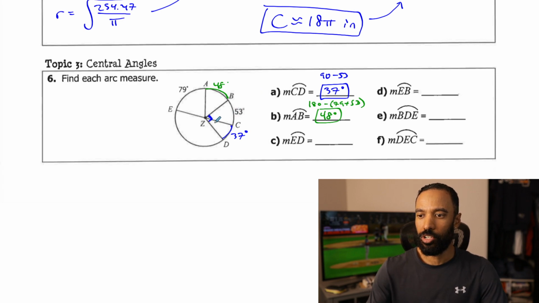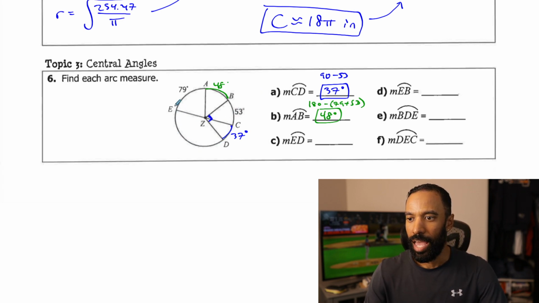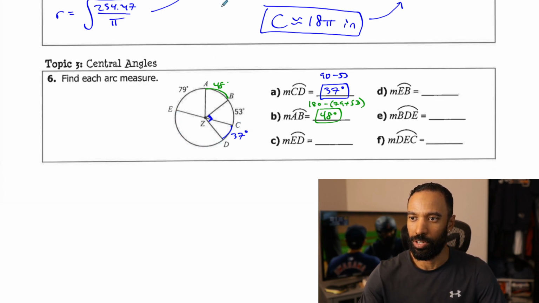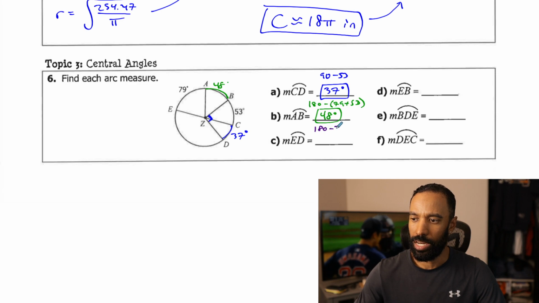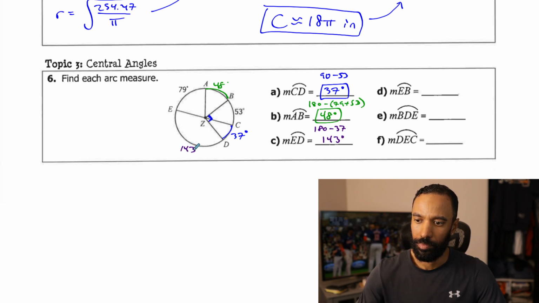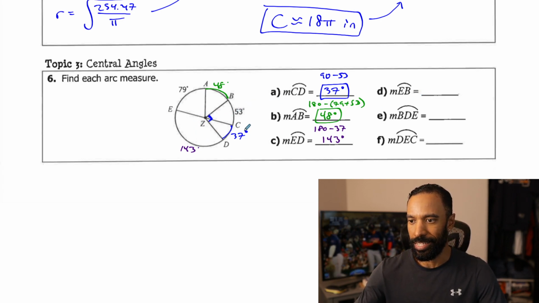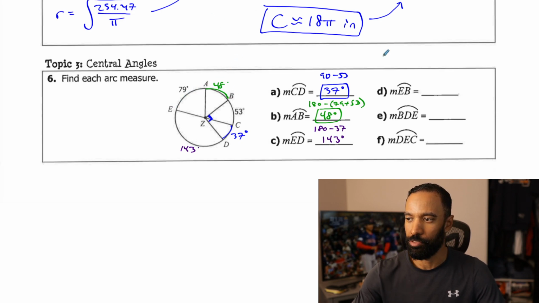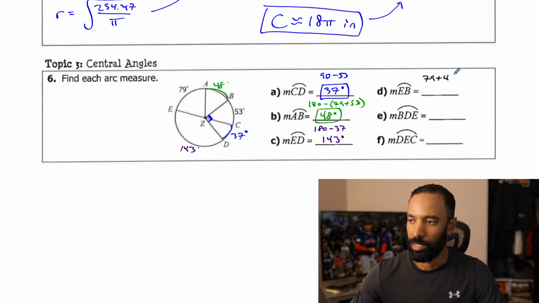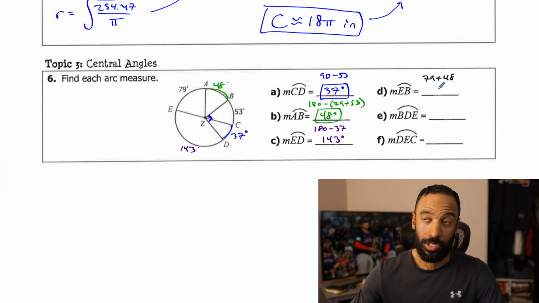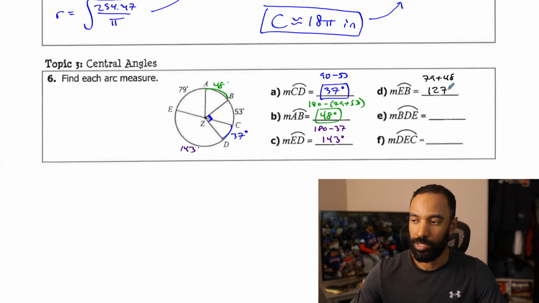Let's keep going. Measure of arc ED. It's this guy. Everything here adds to 360, but of course there's a semicircle right here that adds to 180 as well. So 180 minus 37, I think, is the ticket. 180 minus 37, that's 143 degrees. Okay, now we have every measure filled out. Let's figure out what else we need here. E to B is the minor arc version, 79 plus 48. And that is 127 degrees.